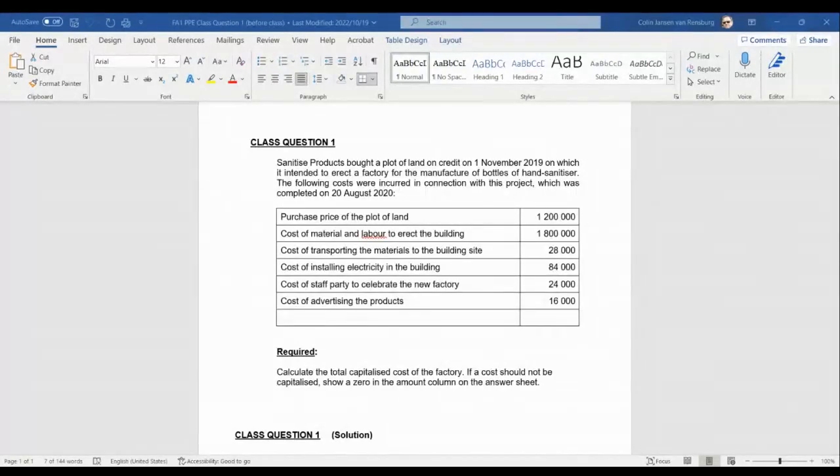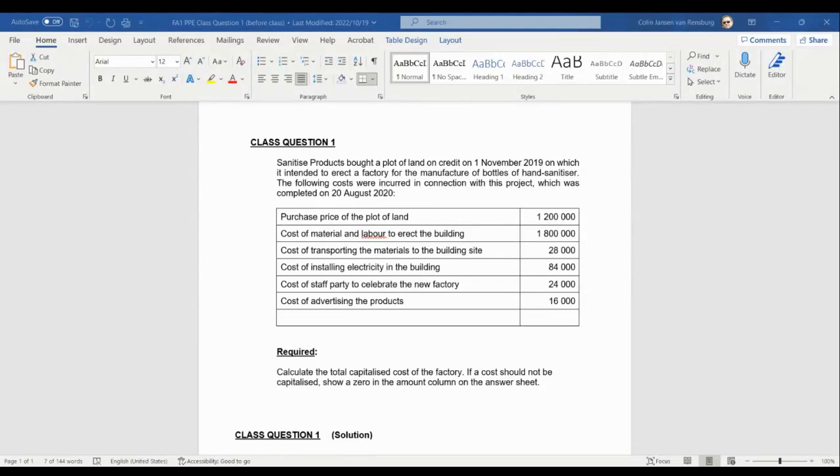Yes or no? Are we going to capitalize it or write that off as an expense? Capitalize, yes. Write off as an expense, no. Yes, yes, yes. Now come the answers. Thank you very much. Thank you for those answers.